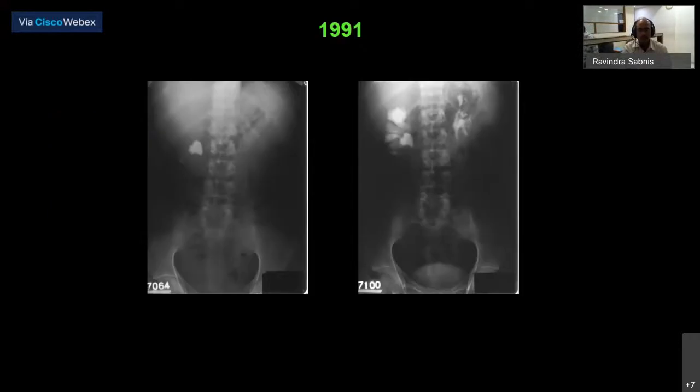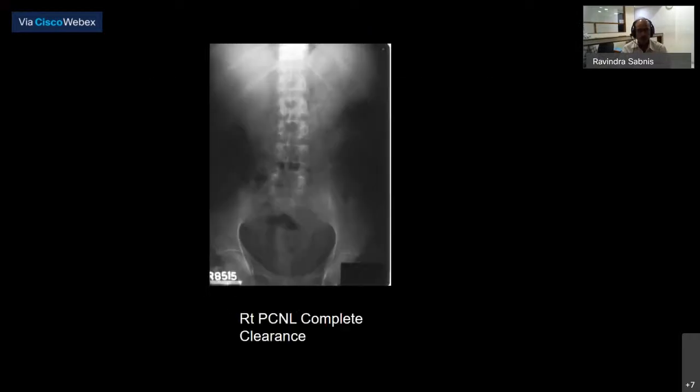This was 1991. We were doing routine conventional IVP at that time. And you can see here that he has a significant stone in the pelvis and the small lower calyx. Left side is perfectly all right. So as anybody would do, the PCNL was done. The stones were completely cleared. Post-op X-ray, ultrasonography, everything was fine.